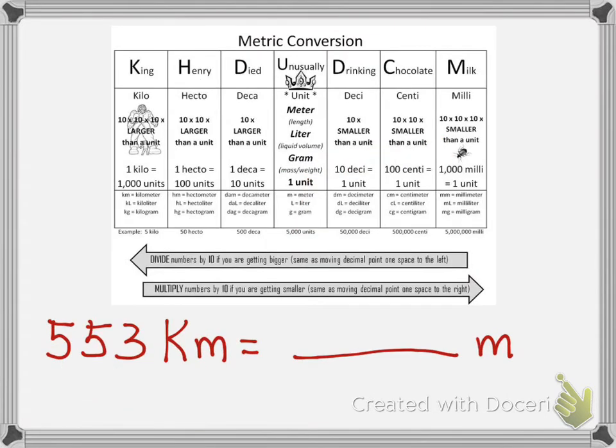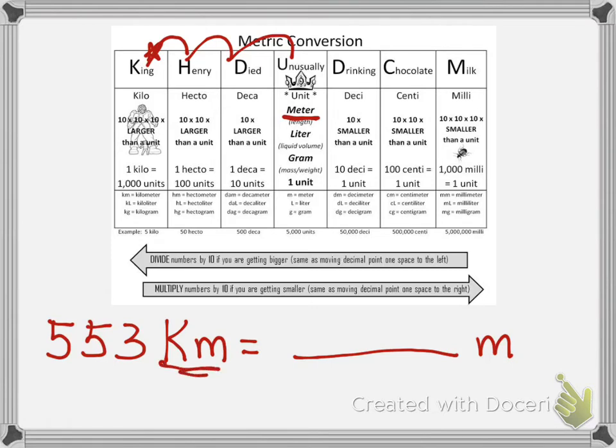Our next example, 553 kilometers is equal to how many meters? So here we are over here, because this is the kilo, and this is our meters, the base unit. So we want to move our decimal point 1, 2, 3 times over.